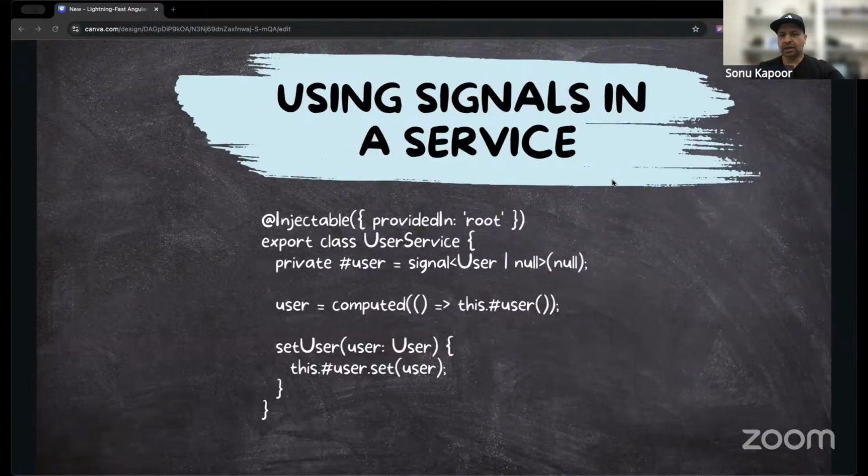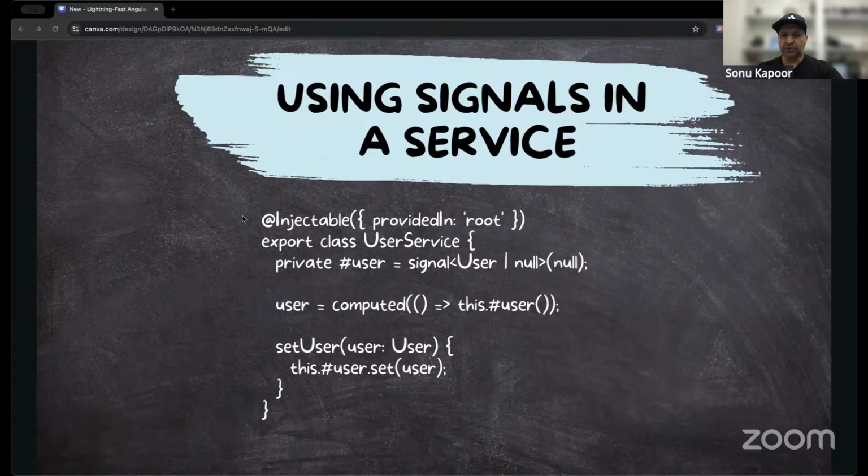A common question that I always get is, can we use signals in the services like we do with behavior subjects? And yeah, you can absolutely do that. So here is a user service holding the current logged in user, which is private. So this is private, and then we're holding the user here.